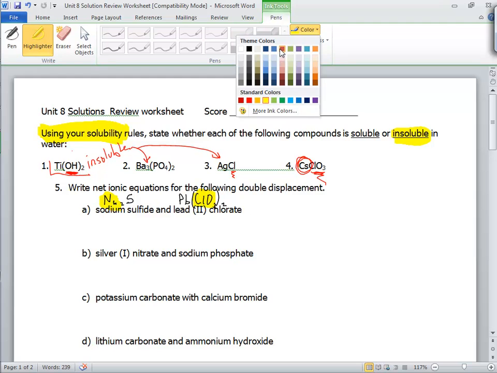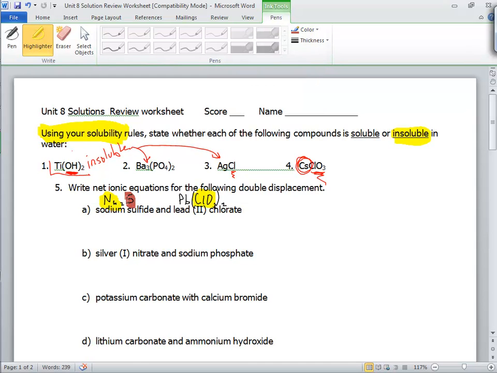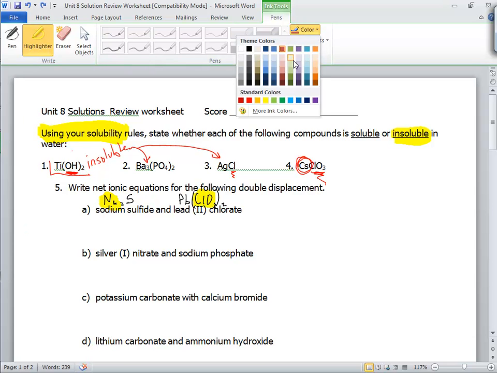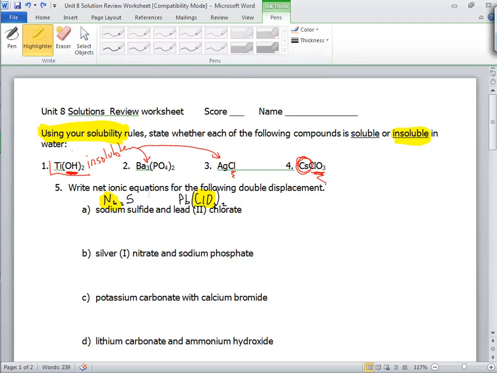Now, let's look at, oh, that's so dark we can't hardly see it. Let's undo that and find a different color. Let's look at this cation and this anion, lead and sulfur. And let's look at the rule. And there's a rule about sulfide. It says sulfides are not generally soluble unless they're with an alkali metal or ammonium. So the product, lead sulfide, is going to be insoluble.